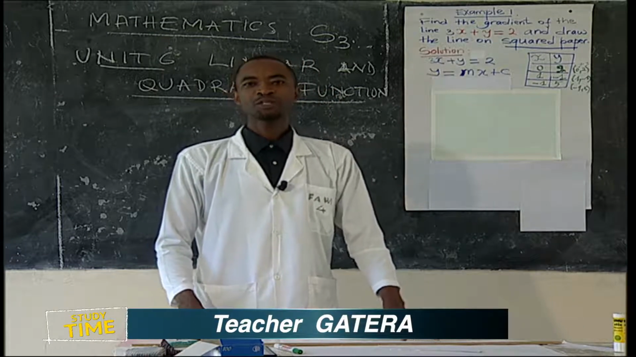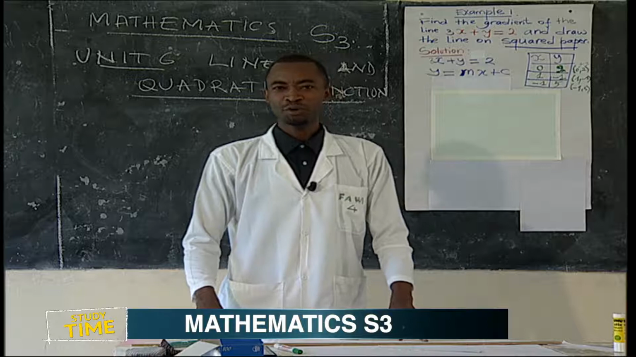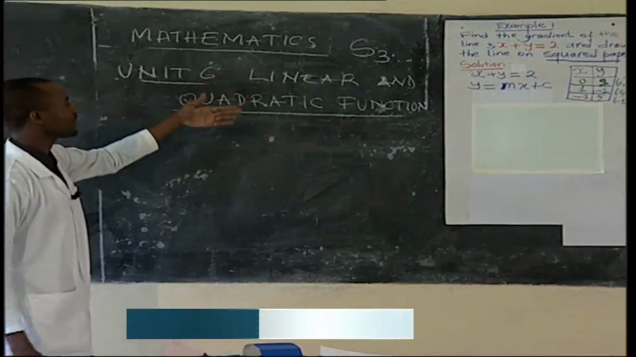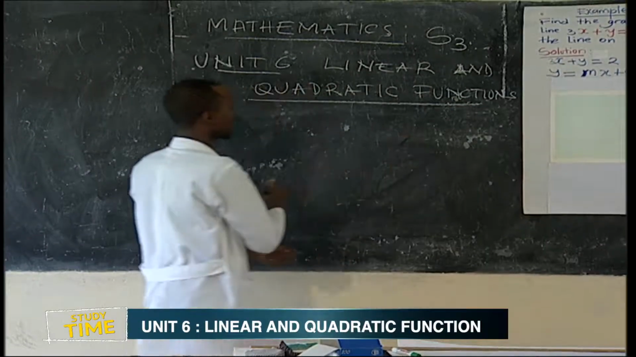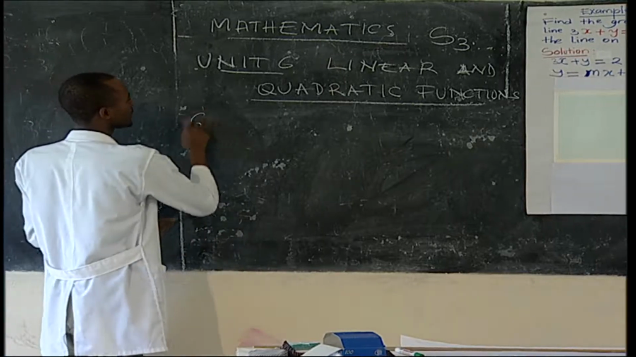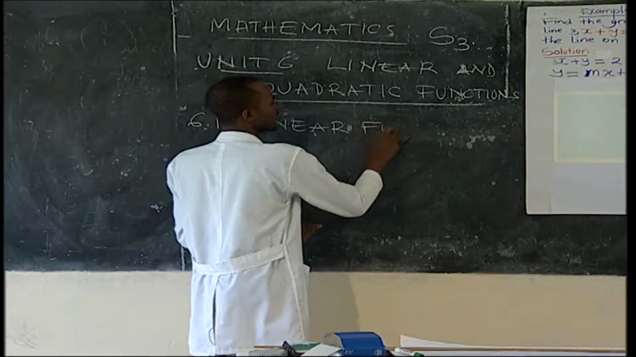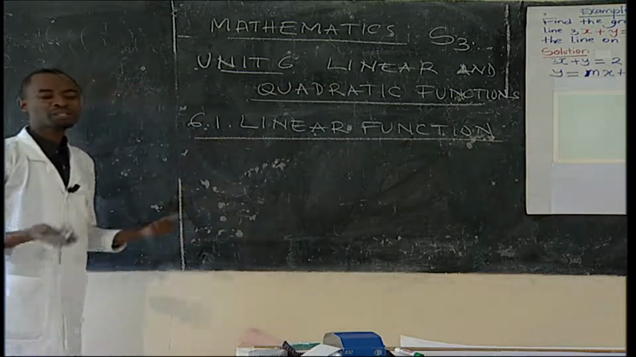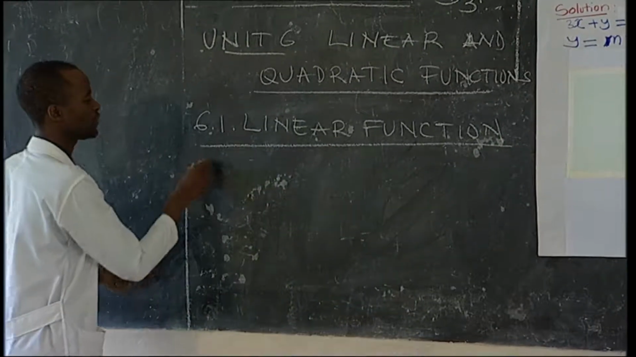Today, we are going to learn together unit number 6, as we did last time, but with a new point. That unit is called linear and quadratic functions. But today, we are not going to go through all those functions. We'll be focusing on point 6.1, linear functions. And especially, we'll be learning how to draw a linear function on a Cartesian plane.